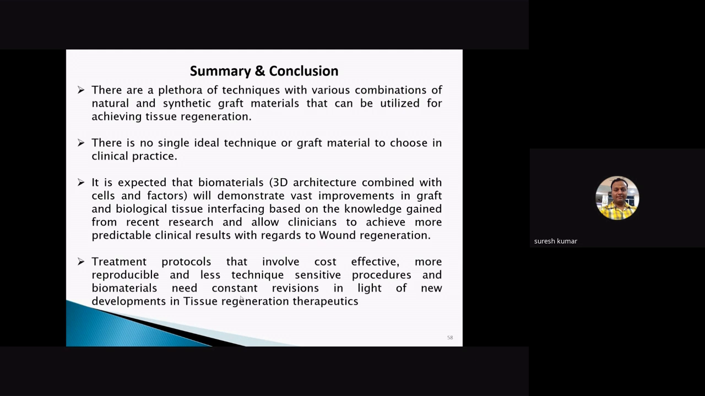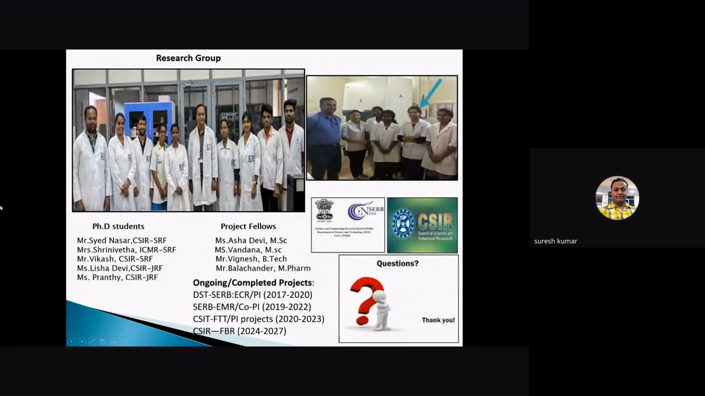So the treatment protocols that involve cost-effective, more reproducible and less technique-sensitive procedures and biomaterials need constant revision in upcoming years in light of new developments in tissue regeneration therapeutic aspects.